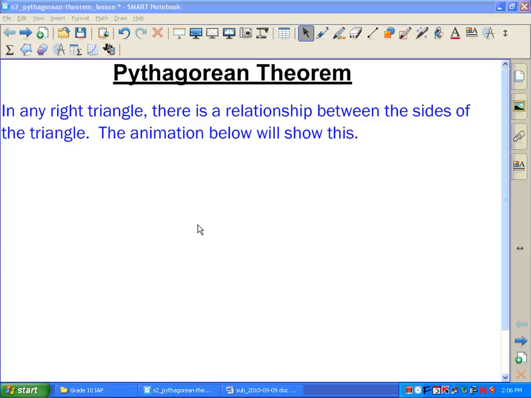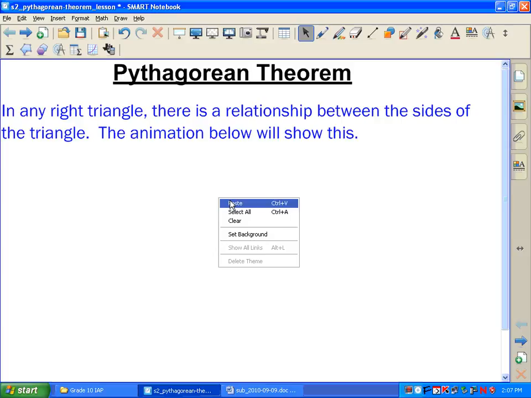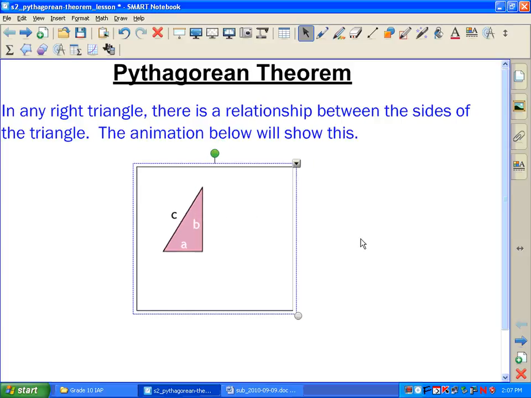So what we're going to do today is look at the Pythagorean theorem. It should be a review of what you did in grade 9, but in case you didn't do it in grade 9, let's learn it today. In any right triangle, there's a relationship between the sides of the triangle. The animation below will show this. So let me bring up the animation here. There it is. So C is the hypotenuse of the triangle, the longest side of the triangle.